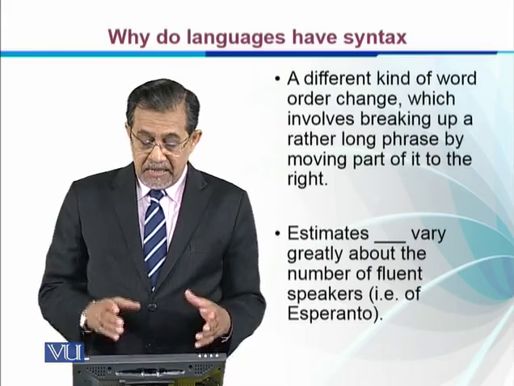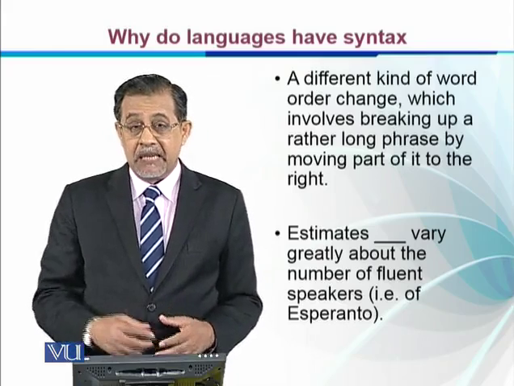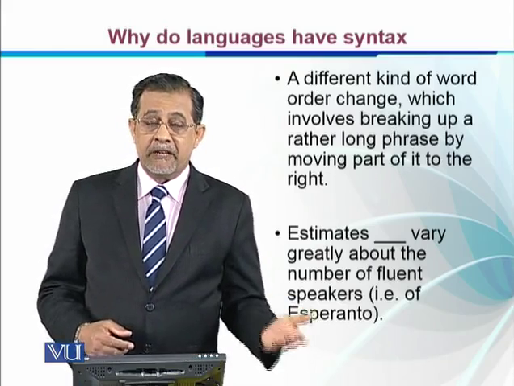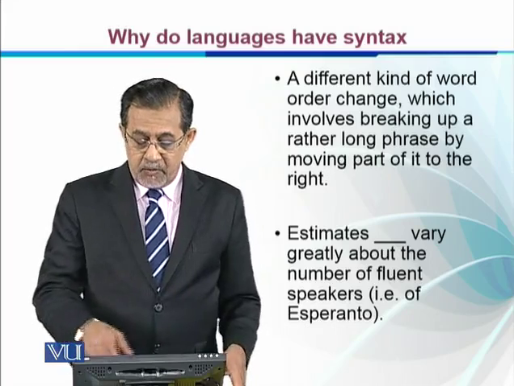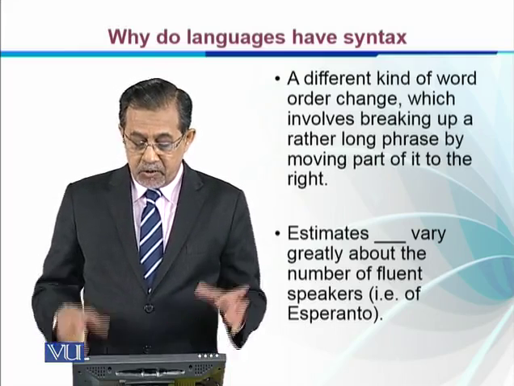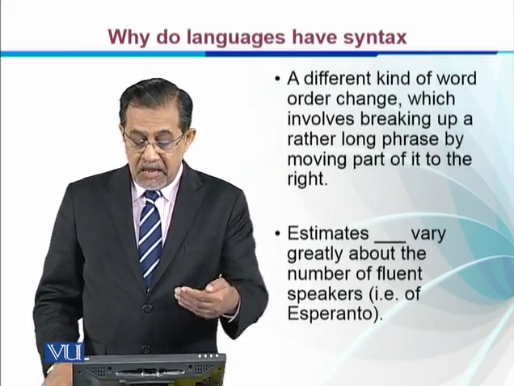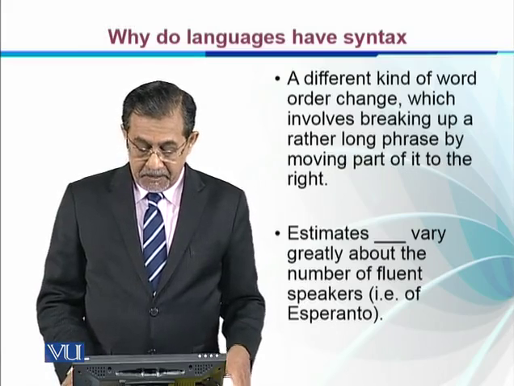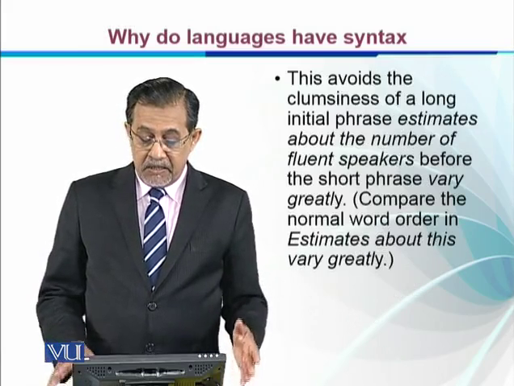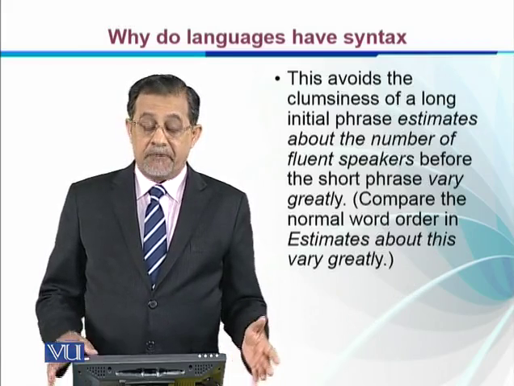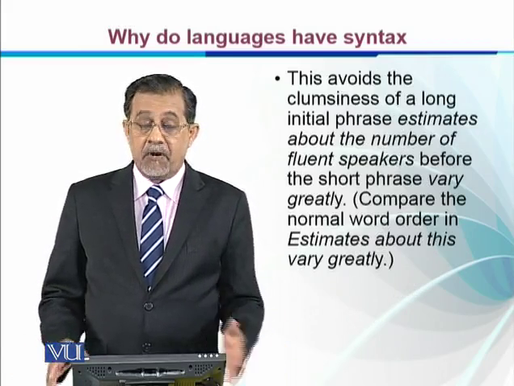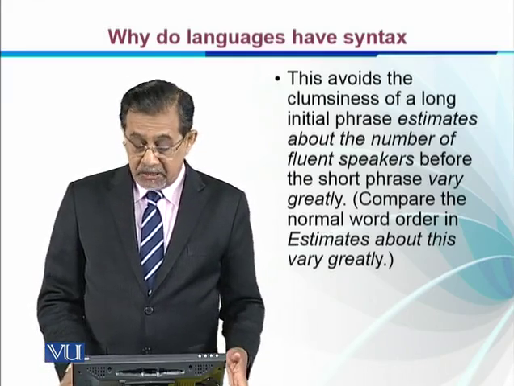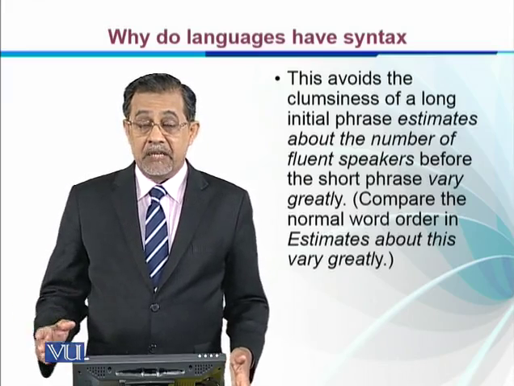For example, estimates, then we have a gap. It means that we have picked up something from here, and instead of bringing it to the left, we have taken it to the right: very greatly about the number. So it was estimates about the number, very greatly. This is an Esperanto example. This avoids the clumsiness of a long initial phrase, estimates about the number of fluent speakers, before the short phrase very greatly. So that's why the phrase was taken to the right instead of the left.